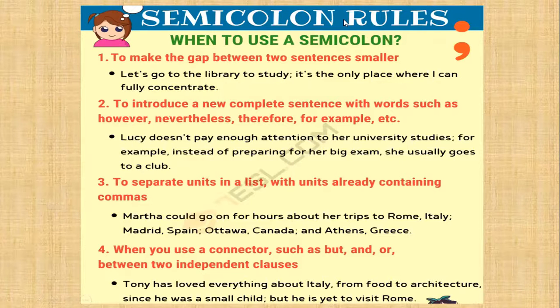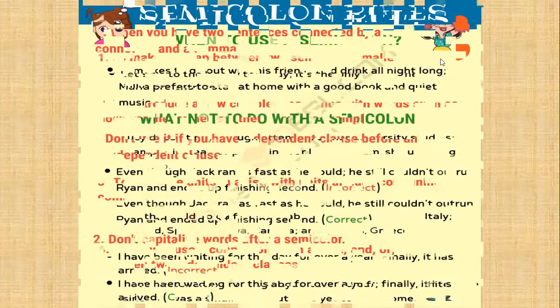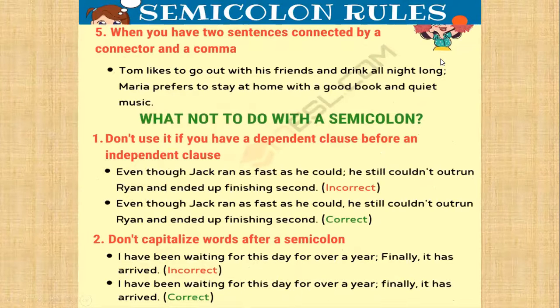Let's see, number three: to separate units in a list with units already containing commas. Number four: when you use a connector such as but, and, or between the independent clauses. Let's see number five: when you have two sentences connected by a comma, or by a connector and a comma.